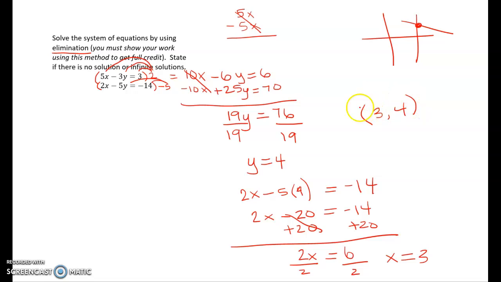This is the point where these two lines would intersect. One thing you can do to check is put (3, 4) into either of these two equations and make sure they come out as true. If they both come out true, you know that (3, 4) is the correct solution for these lines.